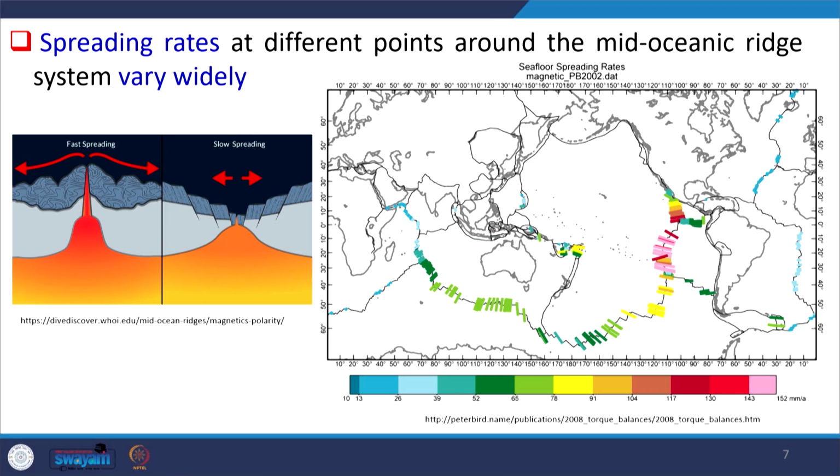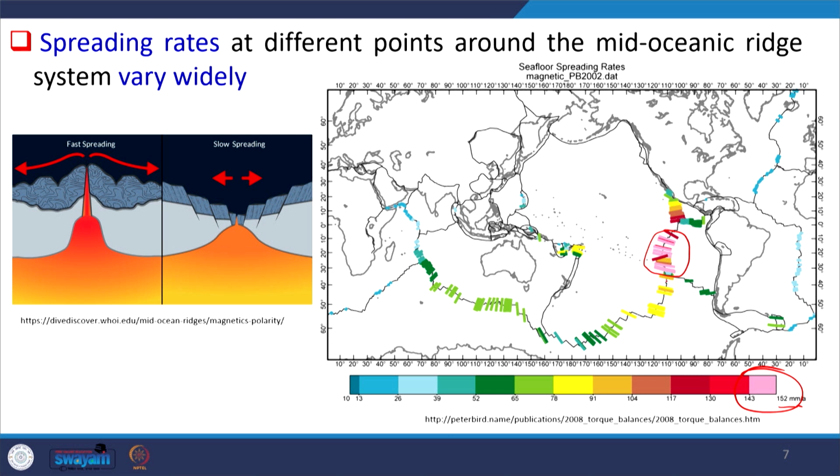Spreading rates at different points around this mid-oceanic ridge system vary widely. So, if you talk about one mid-oceanic ridge, suppose this Indian Ocean ridge, or the mid-Atlantic ridge or the East Pacific ridge, the rate of spreading throughout the ridge is not the same, it is not constant. Similarly, along different ridges, it is also different. For example, in this diagrammatic representation, this color is indicating 152 millimeter per annum. So, this region is representing the fastest rate of spreading.